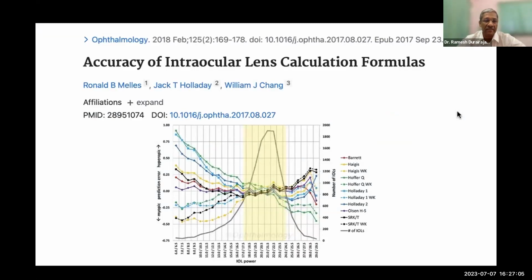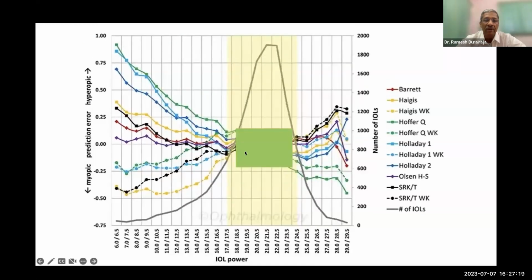Melles et al. about 5 years ago came out with this beautiful article where they compared around 13 different formulas for a group of several thousand eyes. And this is the beautiful conclusion they came to. They found that for eyes where the IOL power is between 18.5 and 23, which is the vast majority of our patients, any formula will do well with a very low error. It is only when you put a power of +6 in a high myope that you have variability, +1 error and -0.75 error. Or if you put a very high power, 28 or 29, you get high errors.